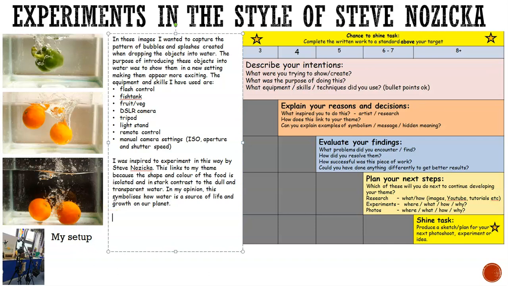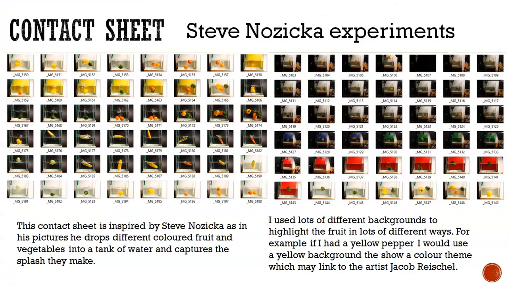And the next step is going to be evaluate your findings. So what problems did I encounter or find? To help me do this, I'm actually going to go back to my contact sheet where you can see all of the images, and I'm just going to look for some things that caused me some problems. I can see over here she had a bit of trouble with the lighting, so that's something I could write about. I can see some of the fruit and vegetables didn't really create the sort of splashes that she wanted.